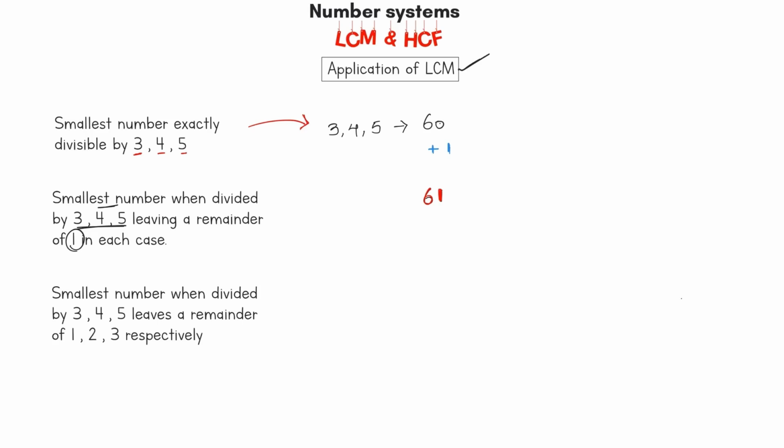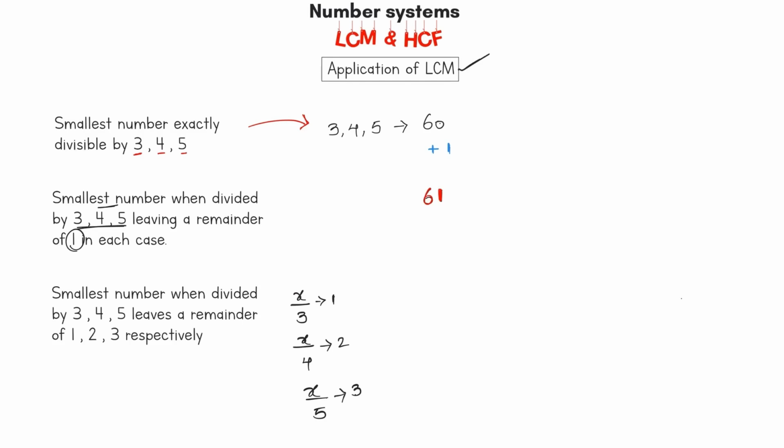Smallest number when divided by 3, 4, 5 leaves a remainder of 1, 2 and 3 respectively. So what is the meaning of this? If I divide that number by 3, it will give me a remainder of 1. If I divide that number by 4, whatever that number is, let that be x, it gives me a remainder of 2. And if I divide that number by 5, it gives me a remainder of 3 respectively.